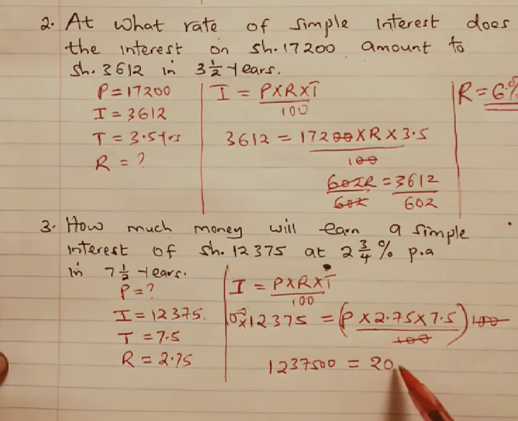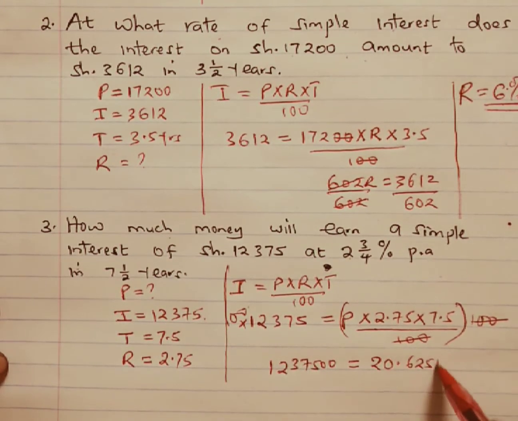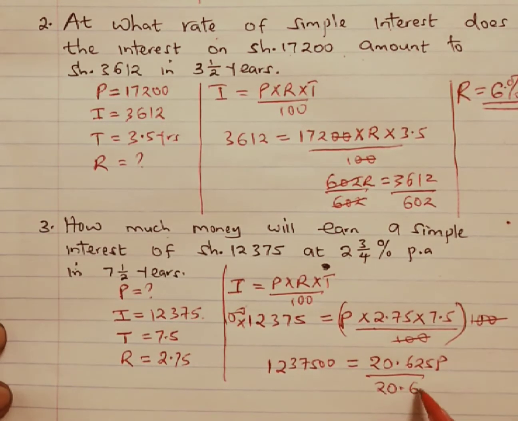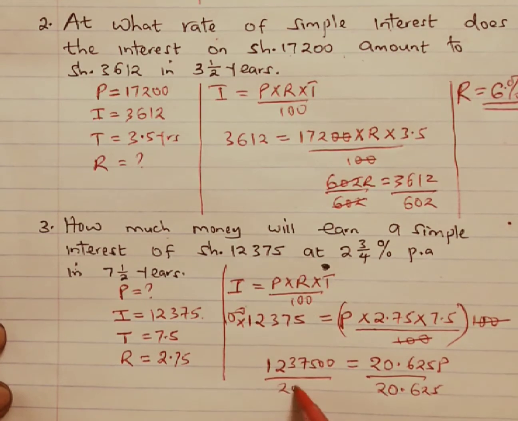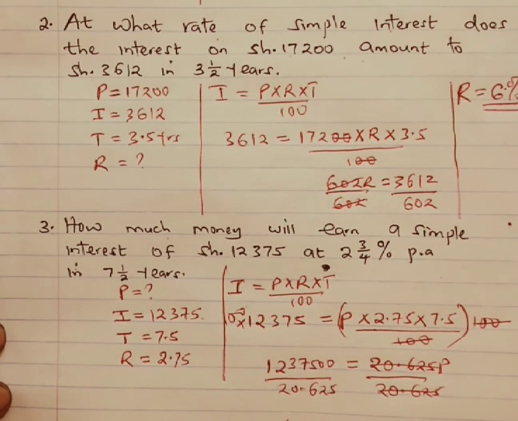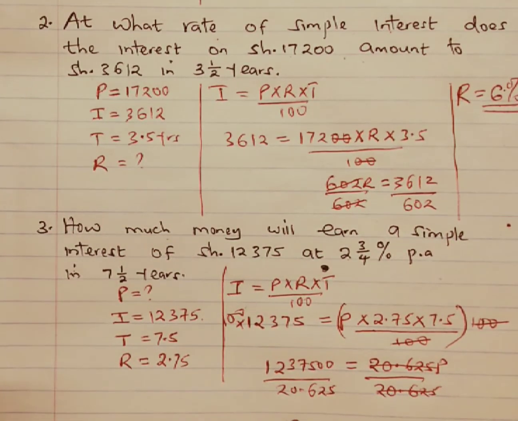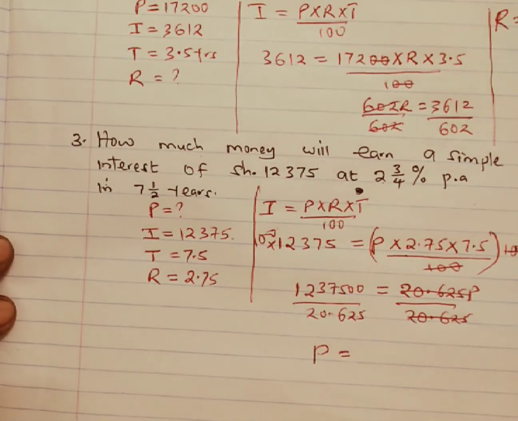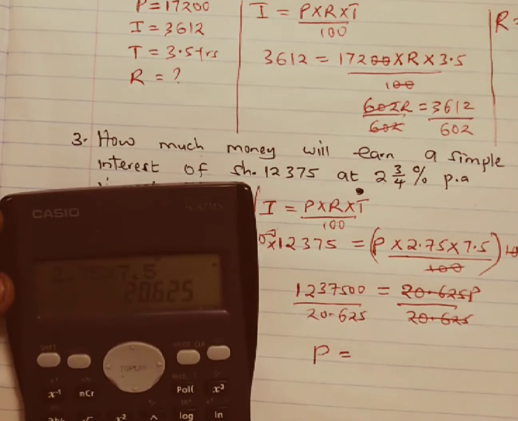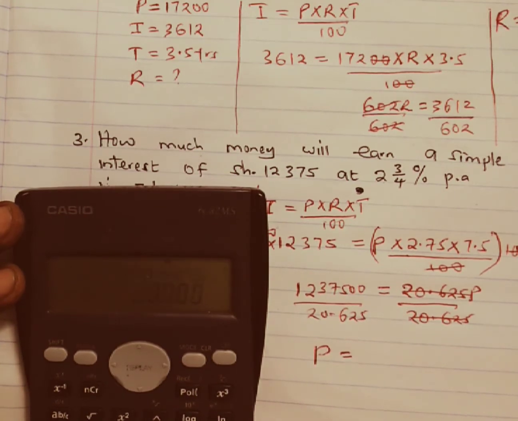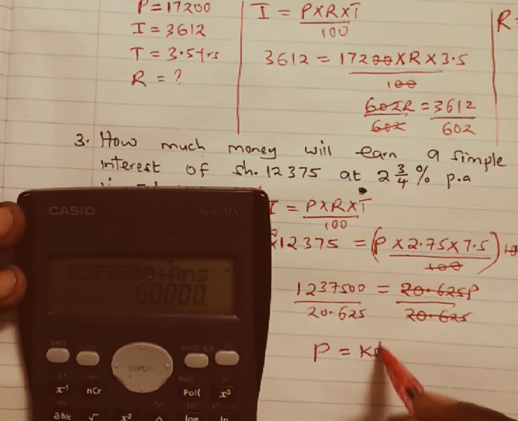This one gives us 20.625p. If you want to get the value of p, we divide both sides by 20.625. This one and this one cancels, such that we have the value of p. And the value of p, which stands for the principal, is going to be equal to 1,237,500 divided by 20.625, and this one translates to an amount equal to 60,000 Kenya shillings.